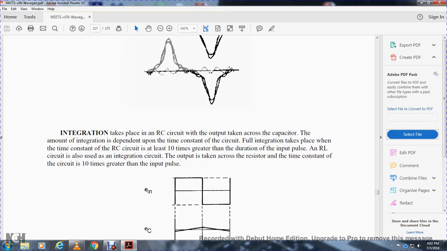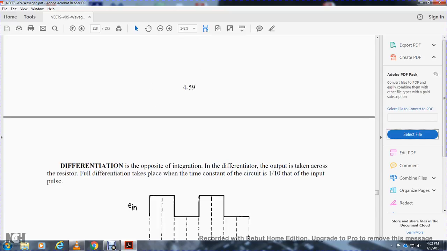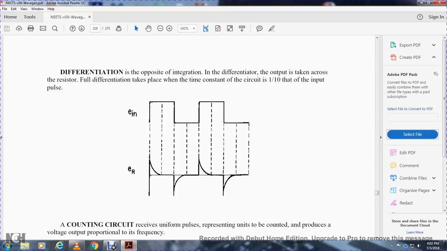The output is taken across the resistor, with the time constant of the circuit 10 times greater than the input. For differentiation, the output of the differentiator is taken across the resistor. Differentiation takes place with a time constant of the circuit at 1/10 of the duration of the input signal.